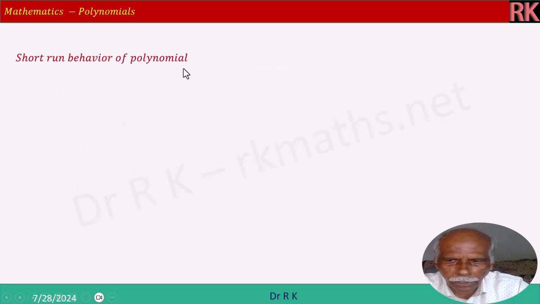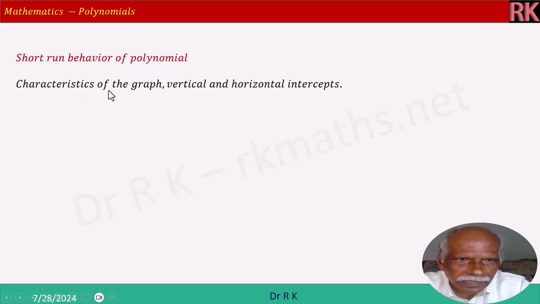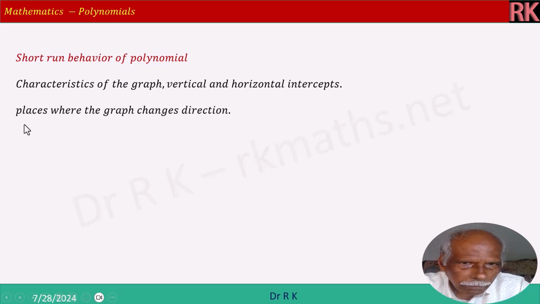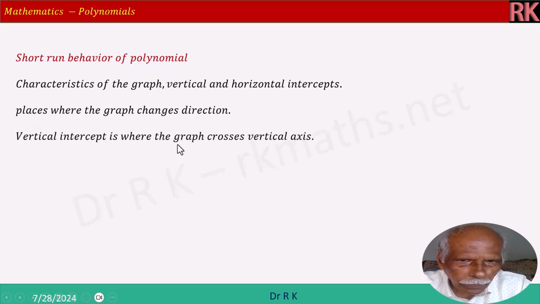Short-run behavior of a polynomial: how the polynomial behaves in a graph. Characteristics of the graph, vertical and horizontal intercepts, should be known here. Places where the graph changes its direction, we must be able to find out. Vertical intercept is where the graph crosses the vertical axis. So what do you mean by vertical intercept? It is the point where the graph crosses the y-axis.